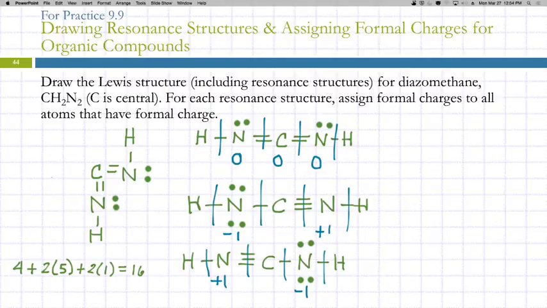So I want to show you something that's kind of cool. So the Lewis structure for nitrogen, right? Just a nitrogen atom. 5 valence electrons, right? 1, 2, 3, 4, 5. How many unpaired electrons does it have here? 3. So nitrogen is going to use those 3 to make bonds. And when it does that, it will have a 0 formal charge.